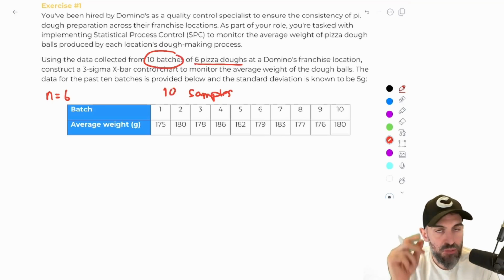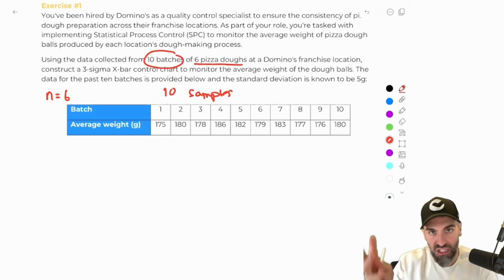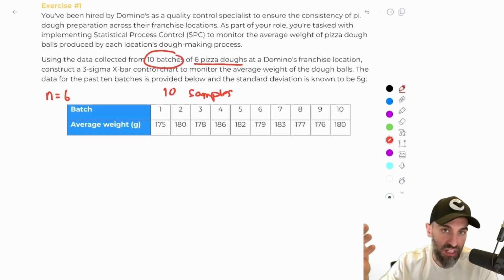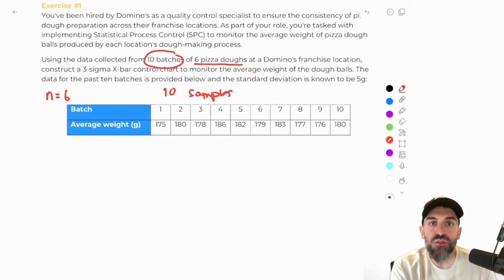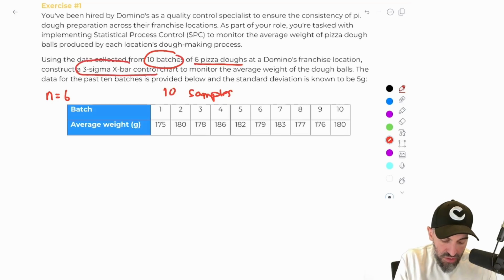Please don't mix those up. That's maybe the most common mistake: students putting 10 instead of 6 as the sample size and then getting it wrong, of course. So we took 10 samples of 6. We want to construct 3 sigma control charts. And we know the standard deviation is 5.